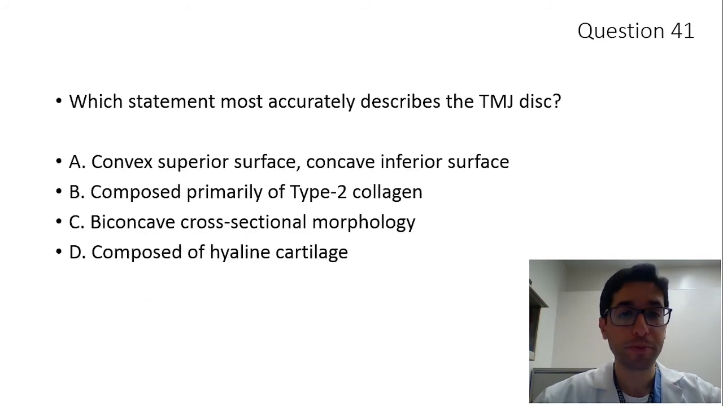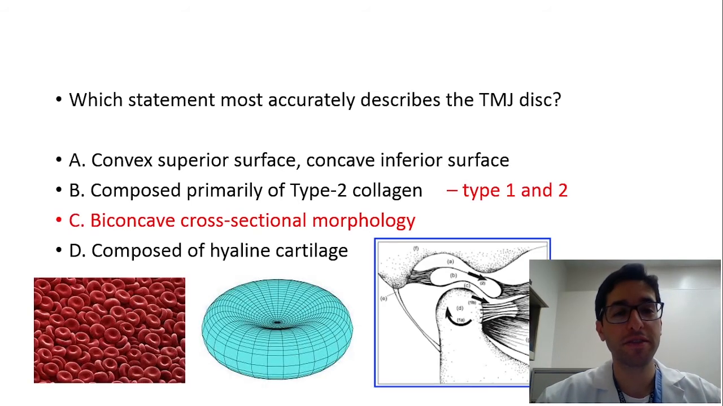Some anatomy. Question 41. What statement most accurately describes the disc? All right, this is easy. So the disc is biconcave. That I think we all know. Look at a red blood cell. This is the shape of the disc. Look at this little schematic. The disc is biconcave. So it's not A. It's not convex and concave.